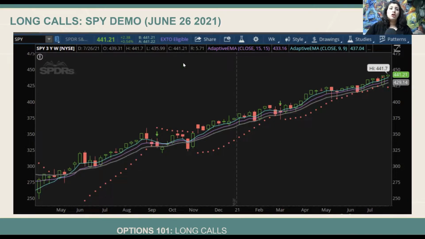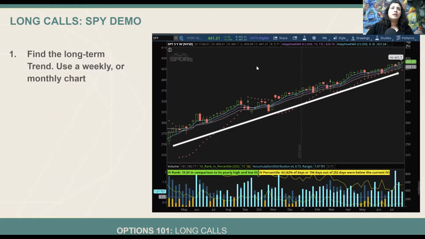QQQ, those are all good. Throw up a weekly chart, just see how you're doing, or how we're doing generally. So you have a feel for the general market, not just whatever underlying you are considering. So you do want to find this trend. You can use a weekly or a monthly chart.